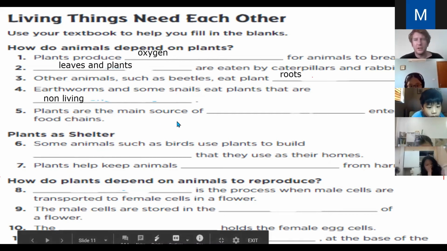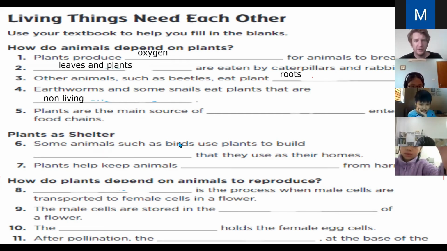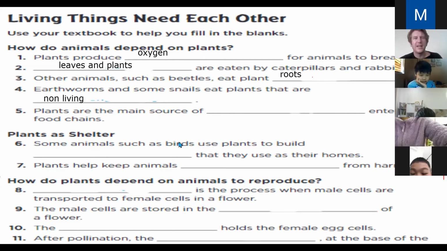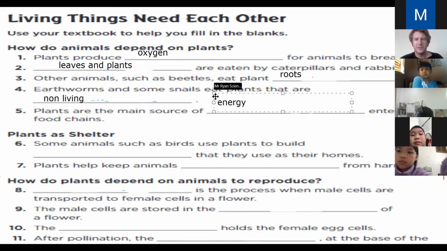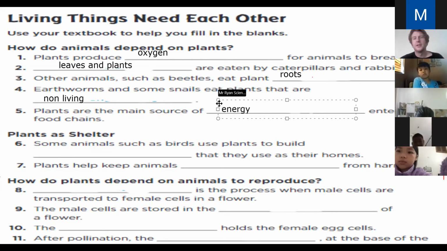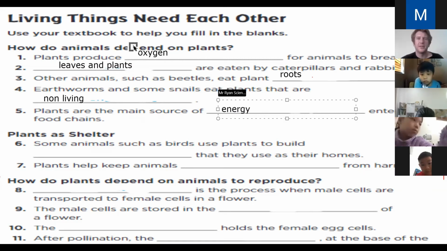Plants are the main source of what entering food chains? Pat, what are plants the main source of? Energy. Yes, it's energy, okay? So plants take in energy from the sun. When they take in energy from the sun, they make food. This energy is then transferred to other animals when they eat the plants, okay?